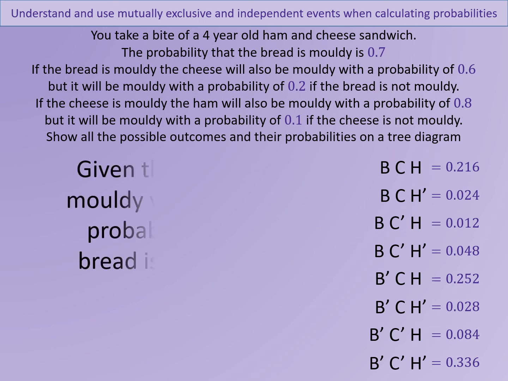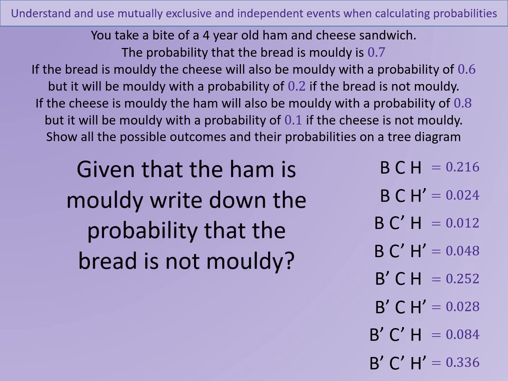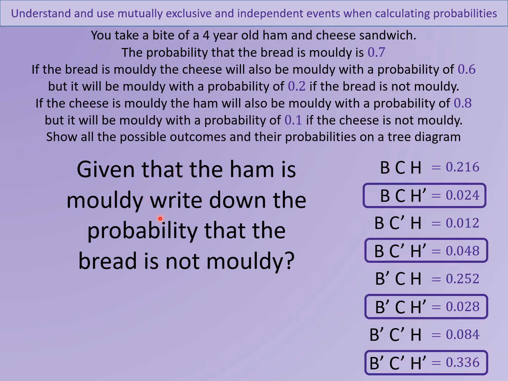Okay, try this one. Pause there then. Okay then, given that the ham is mouldy, write down the probability that the bread is not mouldy. All right, so this is thinking of conditional probability. So we need to make sure we get our head around this. Given that the ham is mouldy, so I'm only looking for the ones where the ham is mouldy. So I'm only interested in that one, that one, that one, and that one. Because I know for a fact the ham is mouldy. Someone's taken a bite and gone, the ham's mouldy.